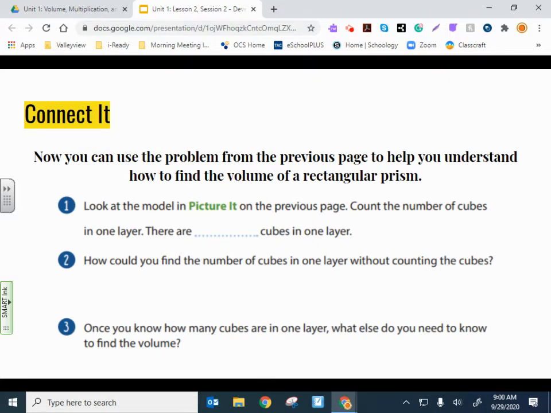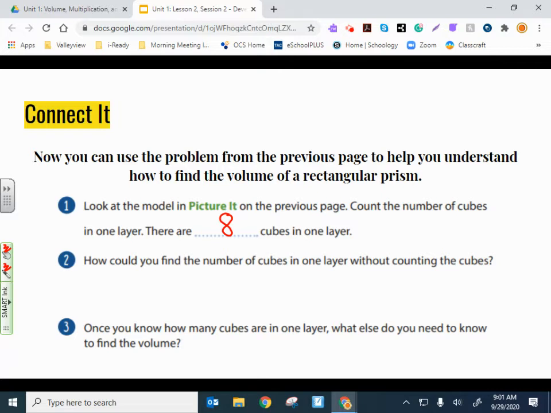The main thing we want to do is to look at that model on the previous page, and count the number of cubes in one layer. So again, we knew that each layer has 8 cubes. We've got 8 cubes in each layer, so write this in your book. And how could you find the number of cubes in one layer without counting the cubes?